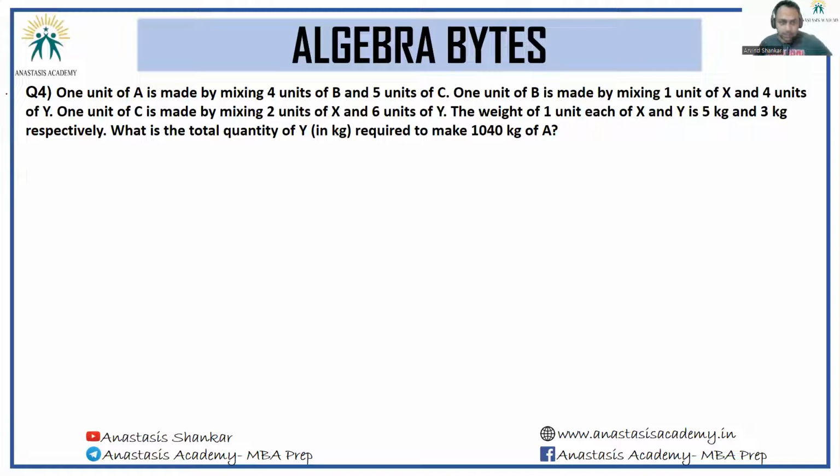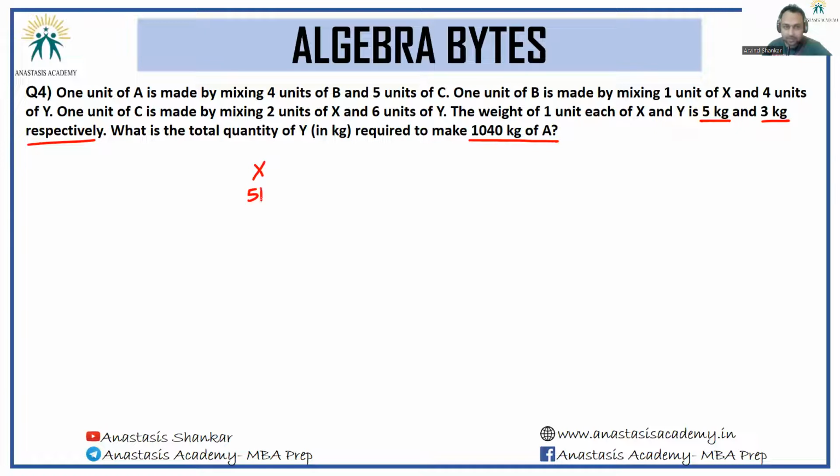Next, 1 unit of A is made by mixing 2 units of B and 5 units of C. 1 unit of B is made by mixing 1 unit of X and 4 units of Y. 1 unit of C is made by mixing 2 units of X and 6 units of Y. The weight of 1 unit of each of X and Y is 5 kg and 3 kg respectively. What is the total quantity of Y in kg required to make 1040 kg of A? Okay, let's start working slowly.